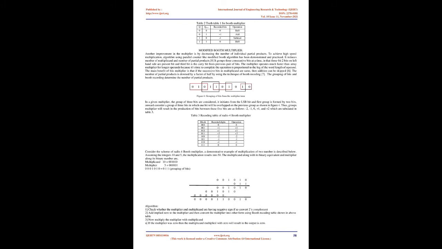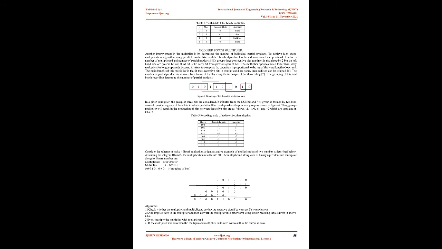Modified Booth multiplier. Another improvement in the multiplier is by decreasing the number of individual partial products. To achieve high-speed multiplication, an algorithm using parallel counters like the modified Booth algorithm has been demonstrated and practiced. It reduces the number of multiplicands and the number of partial products. It groups 3 consecutive bits at a time, in which the 2 bits on the left-hand side are present bits and the third bit is the carry bit from the previous pair of bits.